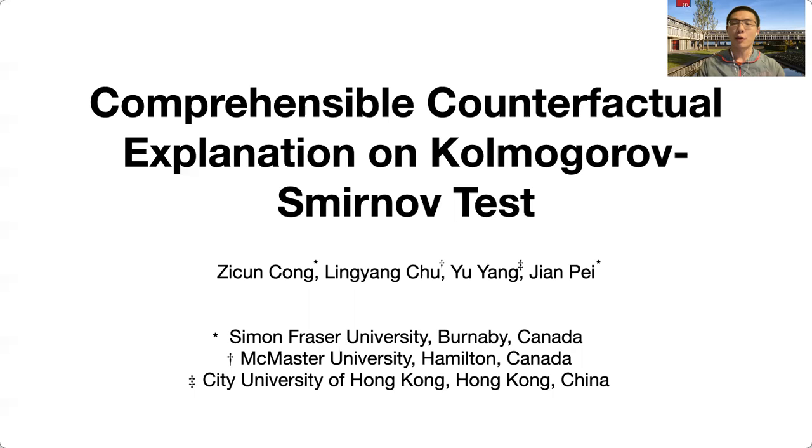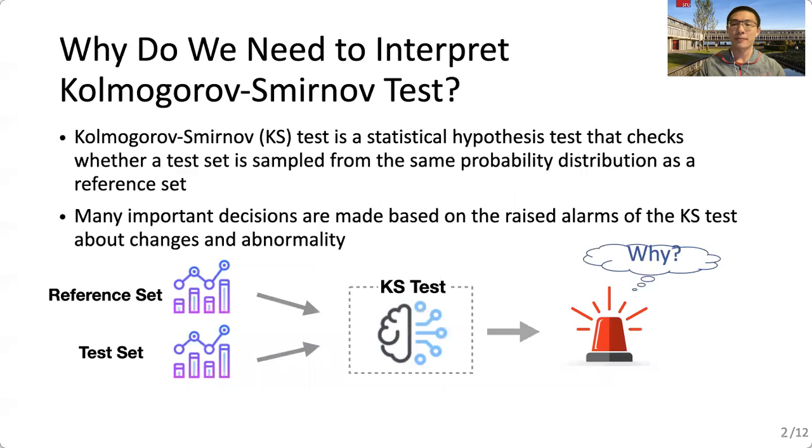In this work, we provide an efficient algorithm to compute the most comprehensible counterfactual explanation on the Kolmogorov-Smirnov test. The well-known KS test is a statistical hypothesis test that checks whether a test set is sampled from the same probability distribution as a reference set. If a reference set and a test set fail the KS test, it indicates that the two sets are not likely from the same probability distribution.